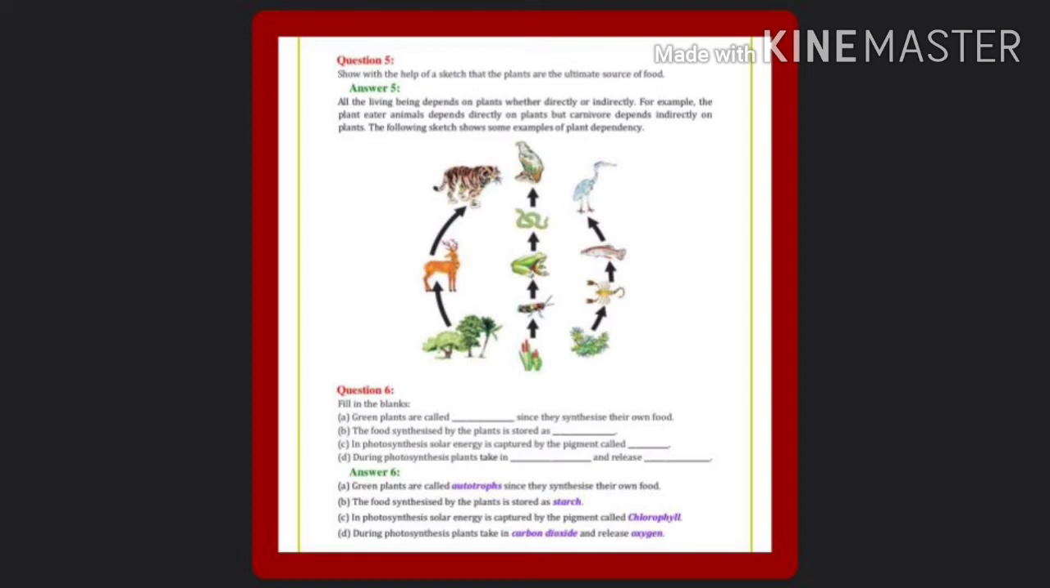Question 6. Fill in the blank questions. Green plants are called dash. The answer is autotrophs since they synthesize their own food. The food synthesized by the plants is stored as dash. The answer is starch. In photosynthesis, solar energy is captured by the pigment called chlorophyll.